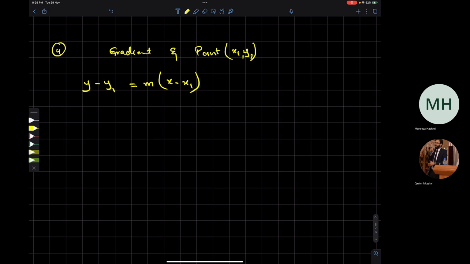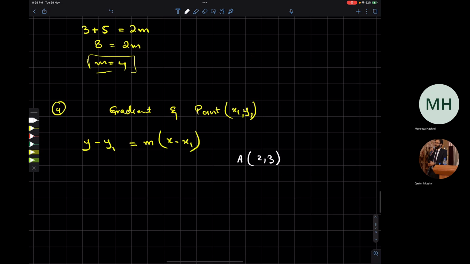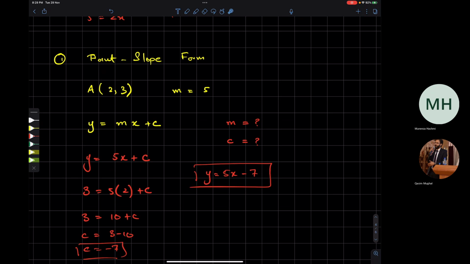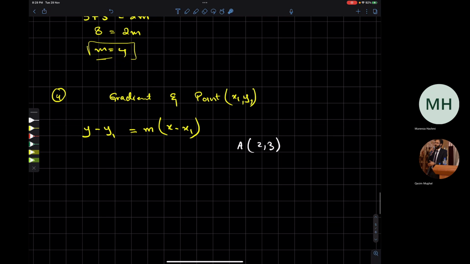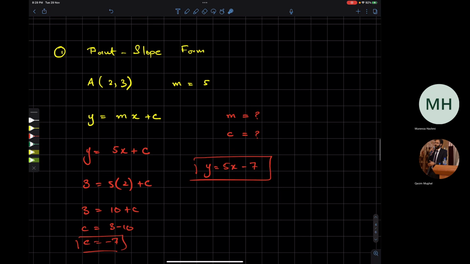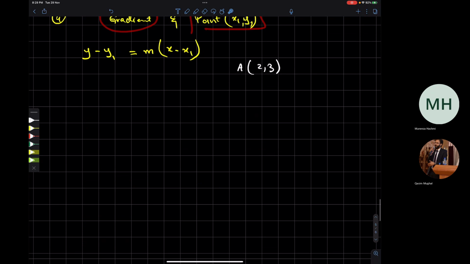Okay, so let's just take an example. For example, you have a point A (2, 3). So it's the same as case 1, point and the slope, this is the point-slope form. So I'm going to use the very same example. m is 5, A is (2, 3).